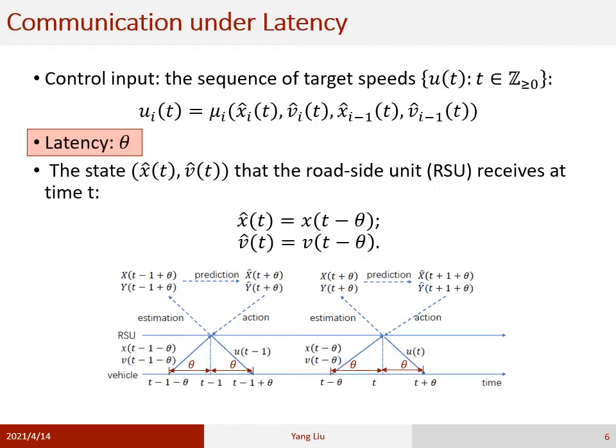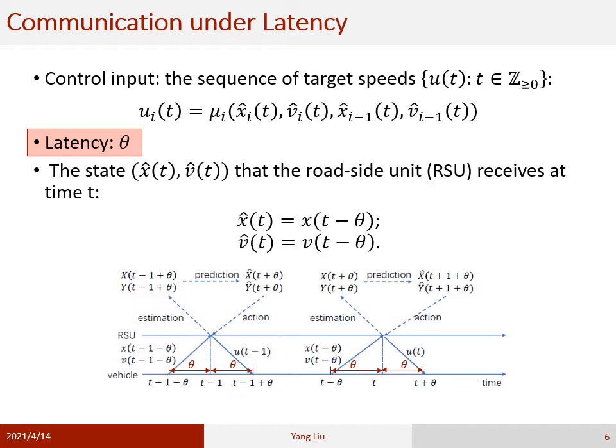Control input is the sequence of target speeds of each vehicle. The control input of vehicle I depends on the positions and speeds of vehicle I and vehicle I-1, which is the leading vehicle of vehicle I. We denote the length of latency by theta. Then the state that the RSU receives at time t is the positions and speeds of all vehicles at time t minus theta.